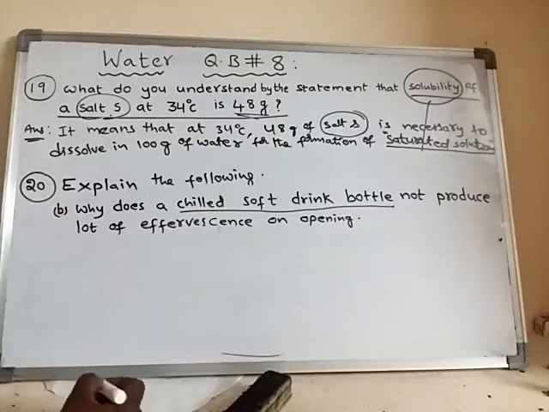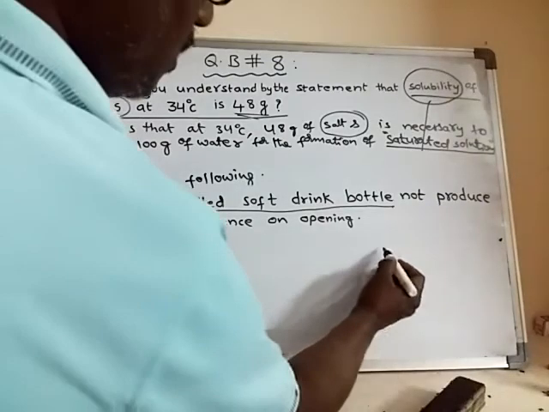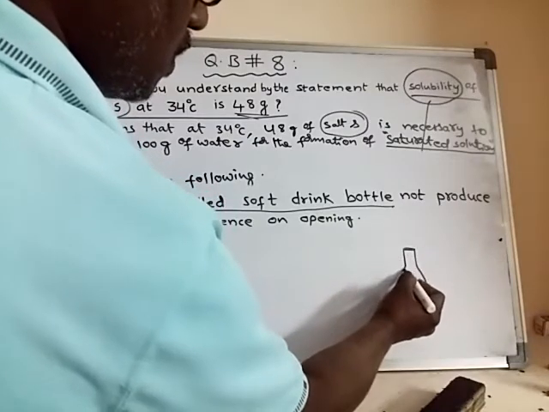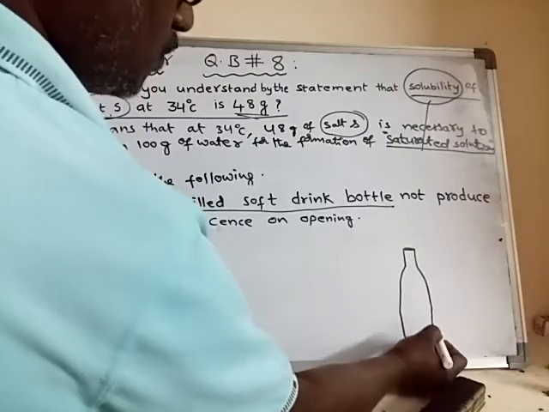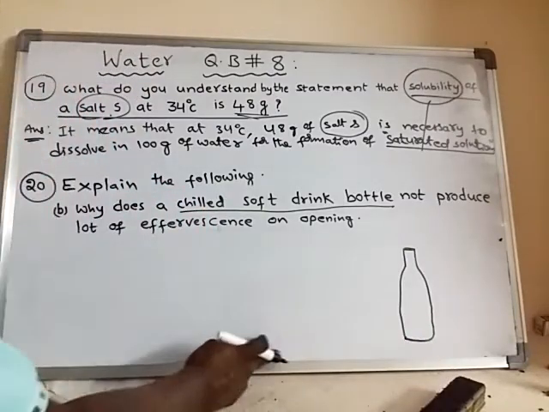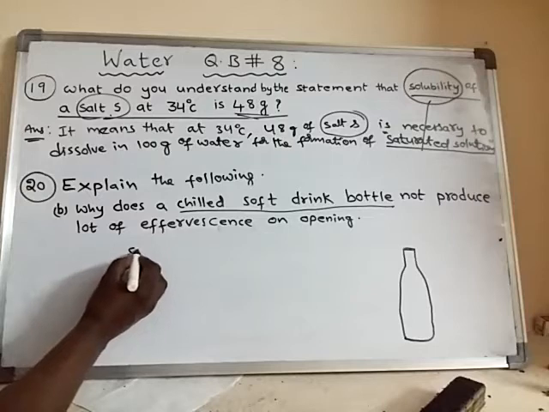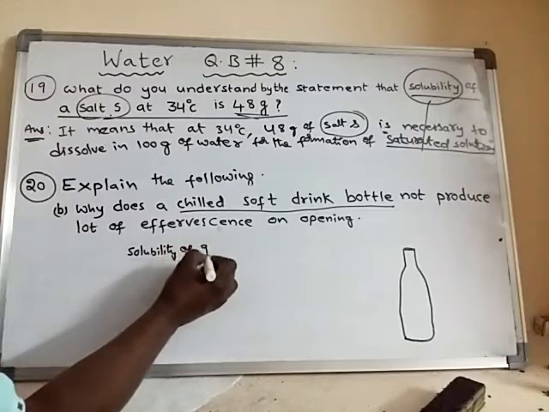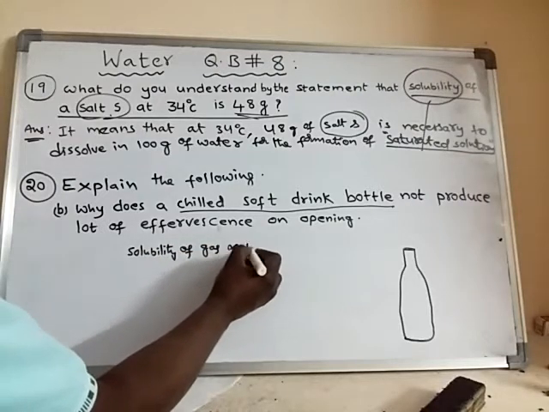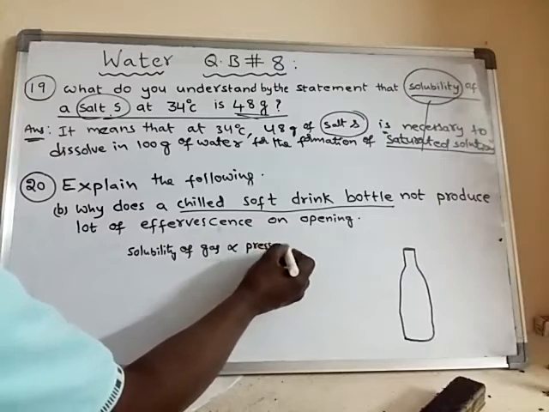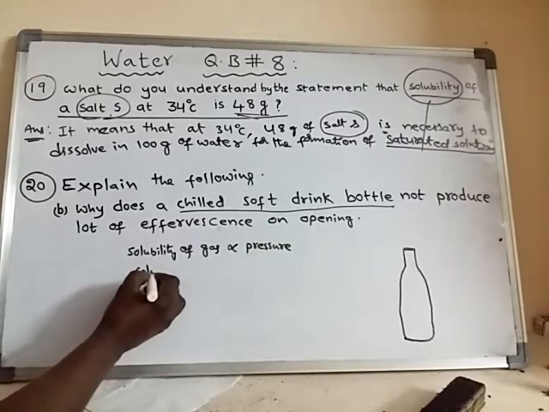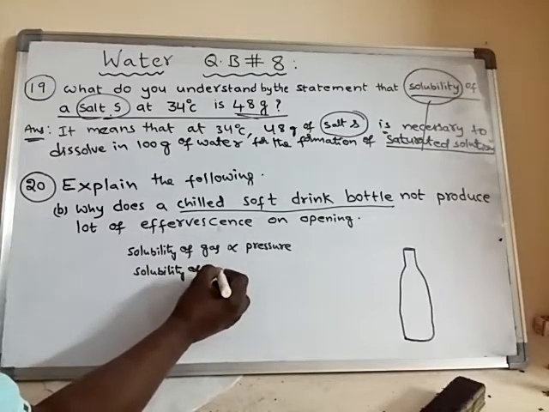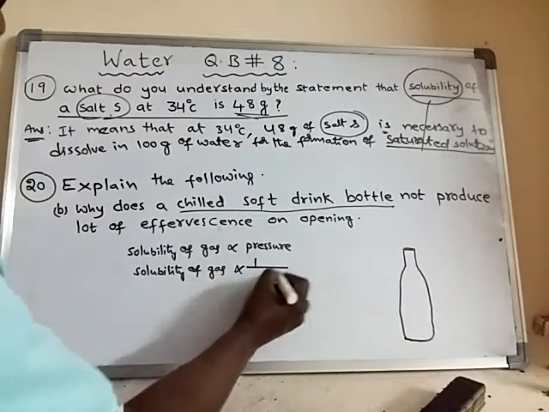What is the meaning of chilled? That means very cool. Remember that solubility of gas is directly proportional to pressure, and solubility of gas is generally inversely proportional to temperature.